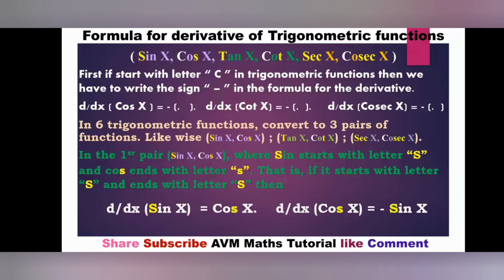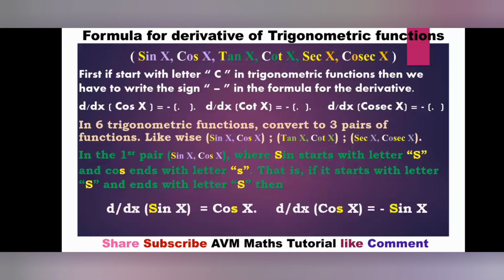Here, start with the letter S and end with the letter S means the same pair in reverse order. Therefore, the formula for d by dx of sin x equals cos x and the formula for d by dx of cos x equals minus sin x, because cos starts with the letter C. Therefore, we write the sign minus and the reverse order sin. Therefore, d by dx of cos x equals minus sin x.